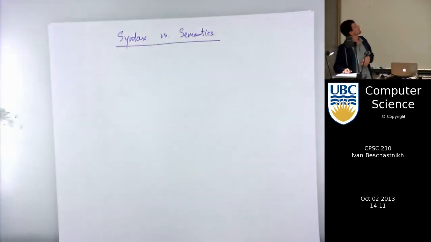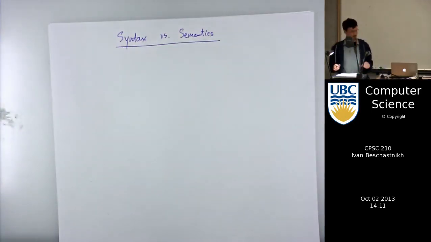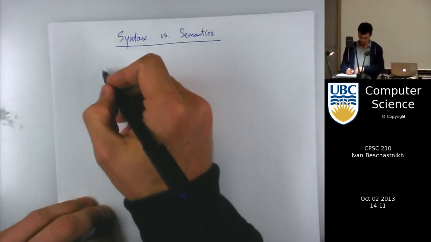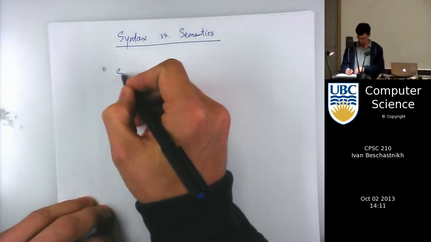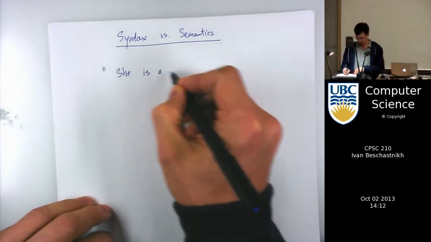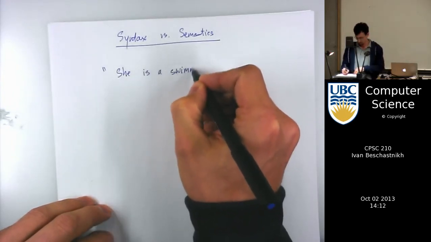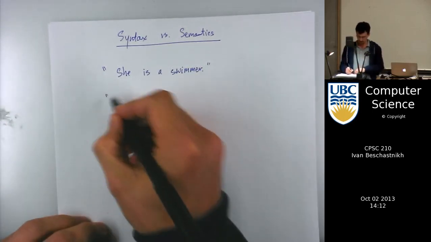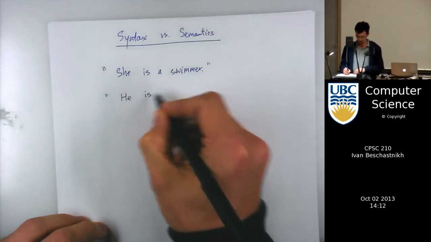So a really good example is just the English language. When I say something in English, all of you speak English, so all of you understand what I say. I may say something like, she is a swimmer. This sentence is grammatically valid, and it has clear semantics. I can also equally say something like, he is a swimmer.